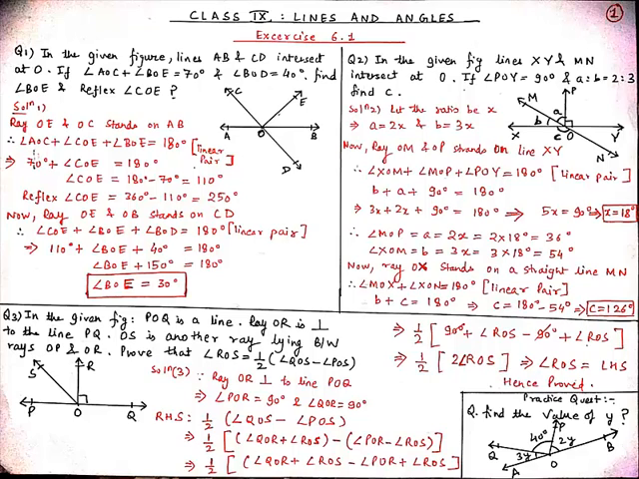From here, we know that angle QOR and angle POR are equal to 90 degrees. So we can write it as half of 90 plus angle ROS minus 90 plus angle ROS. And 90 minus 90 will cancel out. So from here, we get angle ROS plus angle ROS equal to twice angle ROS. And 2 and 2 will also cancel out. So we get angle ROS, and this is equal to LHS.